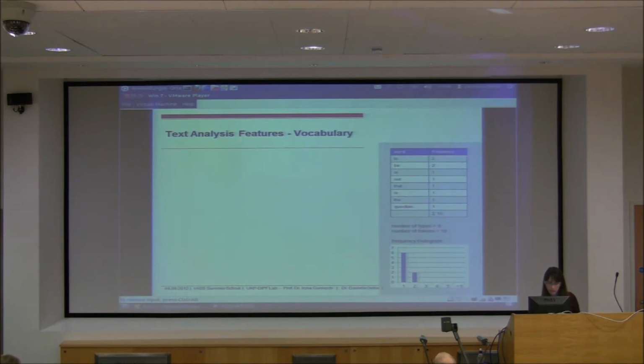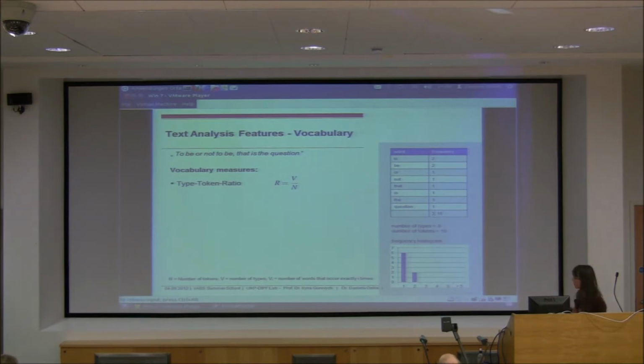Okay, the next section is the vocabulary richness features. We would like to analyze now what vocabulary is used here. As an example sentence, we have "To be or not to be, that is the question." If you count this, you have in total 10 different words, or we also call them tokens. But you just have 8 types. Type means that we're just counting the unique words. In this case, "be" is there twice, so this is just one type.